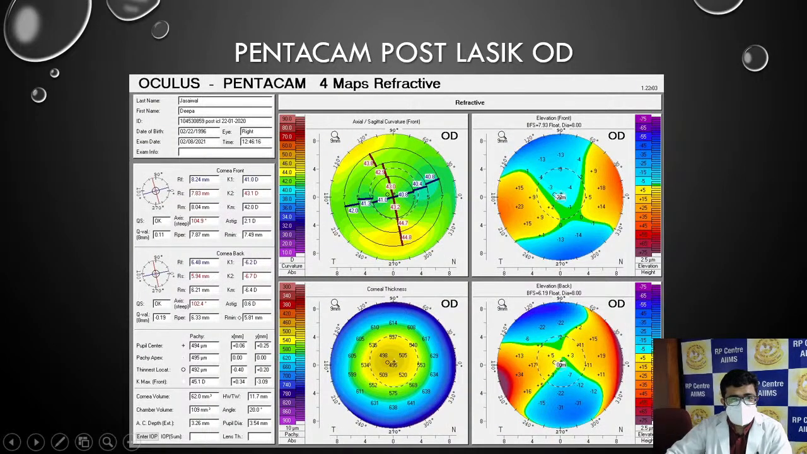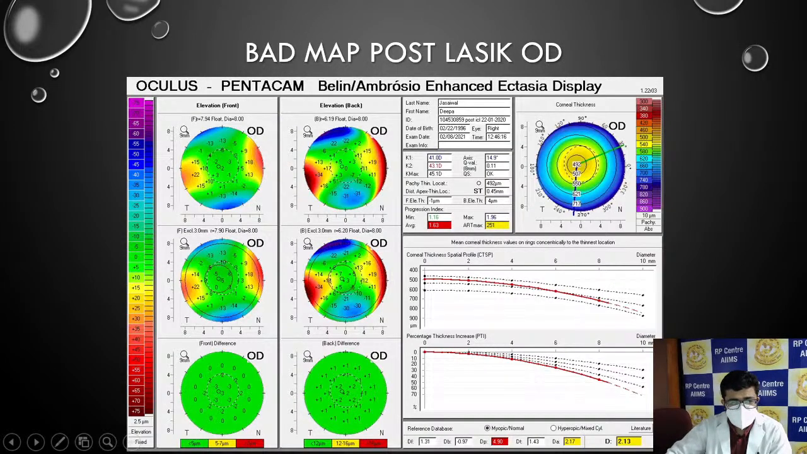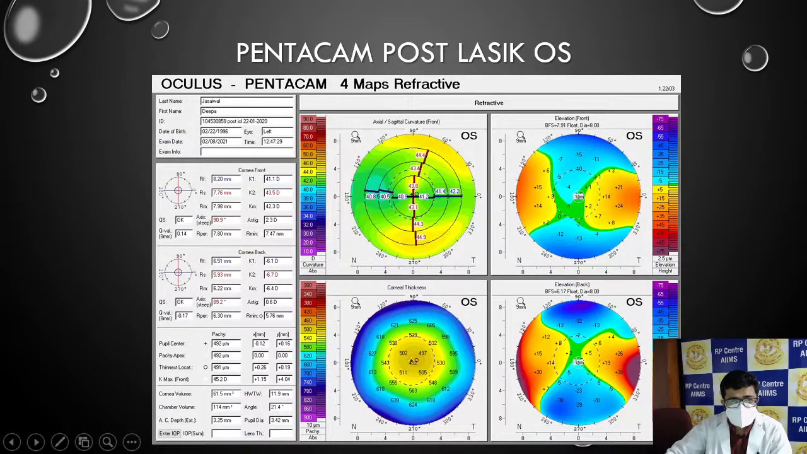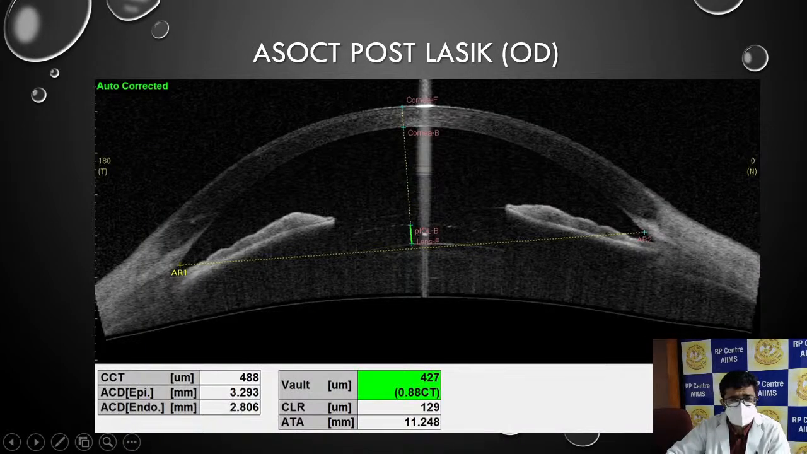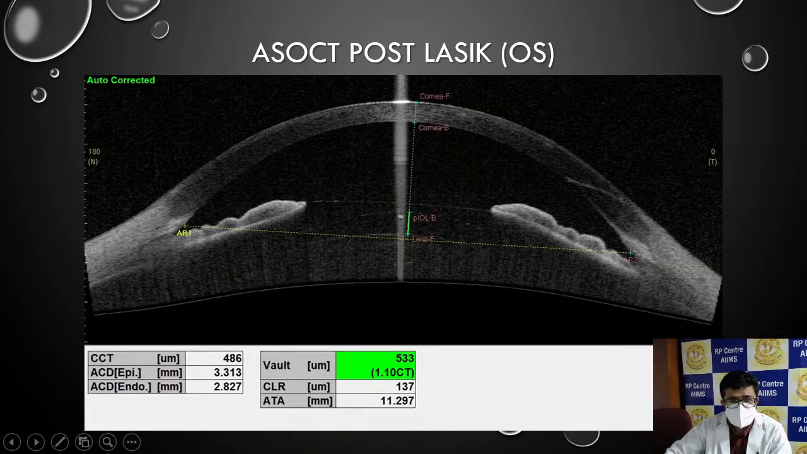So this was the Pentacam of the right eye post LASIK, and you can see a well-centered ablation in the right eye, and this was the BAD map which was within normal limits again, and this was the LASIK Pentacam of the left eye, again a well-centered ablation, and this was the BAD map which was again within normal limits. This was the ASOCT. Vault was 427, and you can see the interface of the flap here, and this was of the left eye, the vault was 533, and here is the interface.